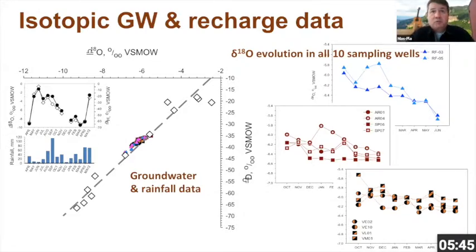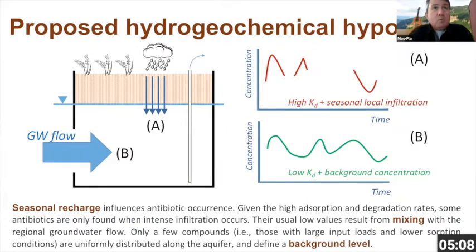If we go to the right-hand side plots, the ones that show the evolution in groundwater for the wells we were sampling all this year, it looks like the isotopic distribution follows more or less the same declining path, from the month of highest values to the lower values. That means that, using this data, next please, we proposed a hydrogeochemical hypothesis about the occurrence of some antibiotics quite continuously and others that appear sparsely in the groundwater record.